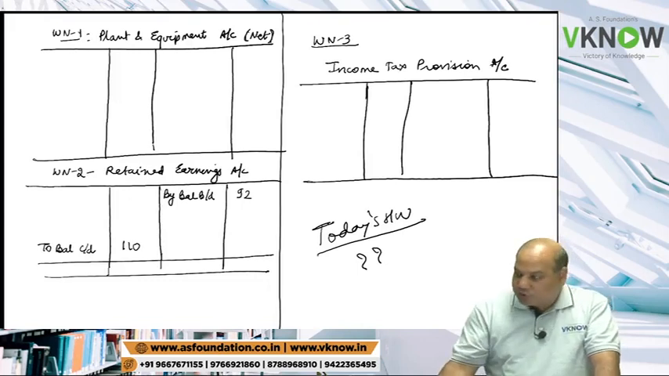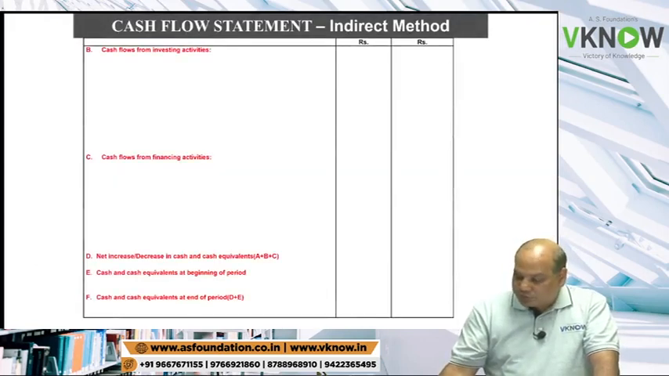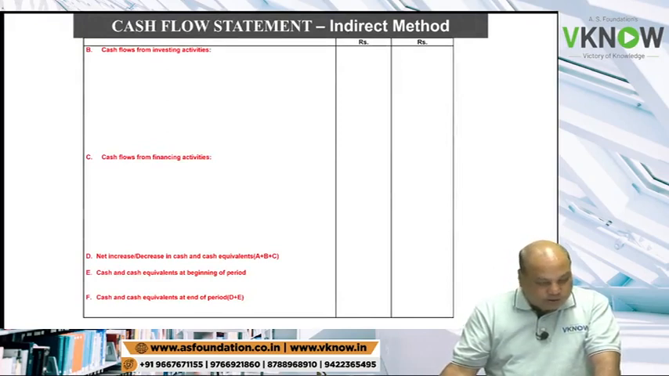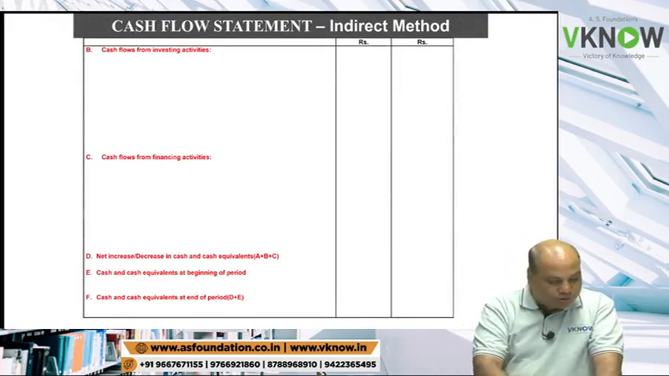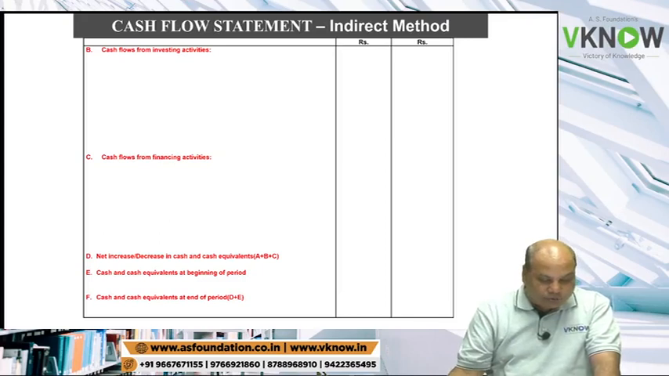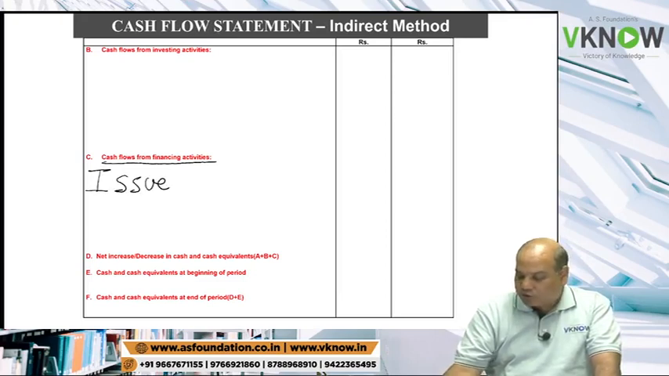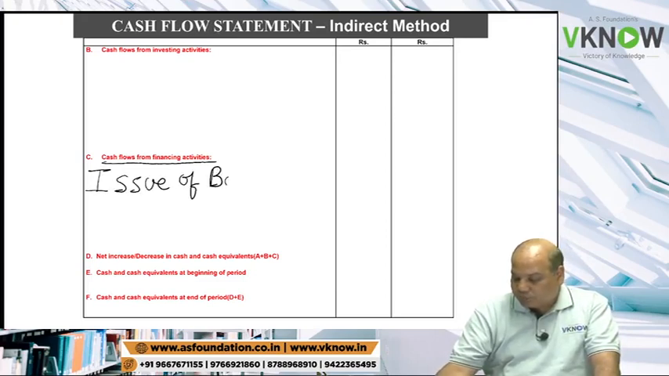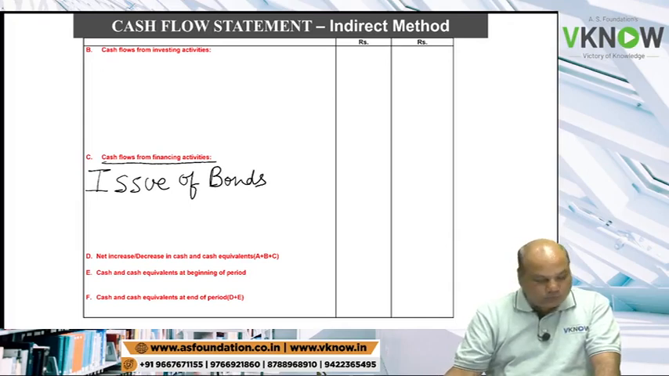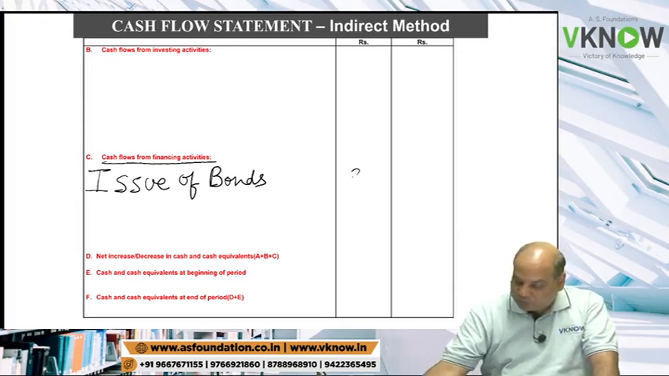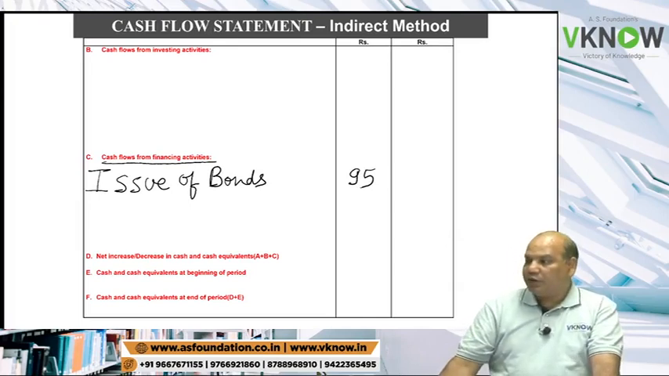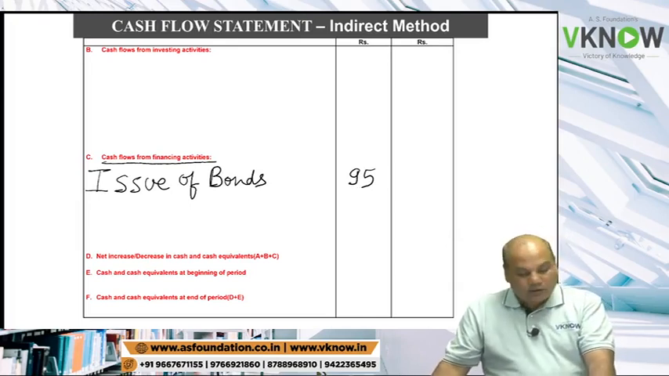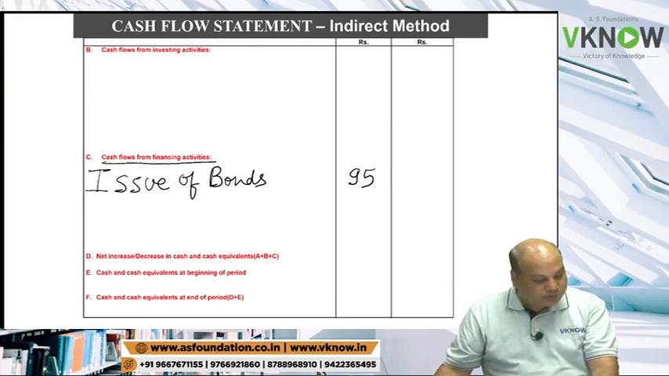Next item is bonds payable. What is bonds payable? Opening is 40 and closing is 135. So that means we'll go to financing activity and write issue of bonds. 135 minus 40, 95. This is my sources of fund.